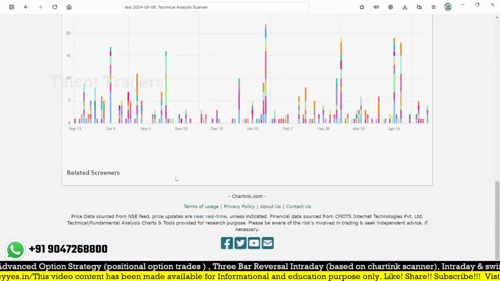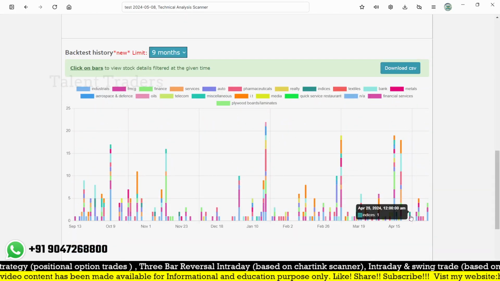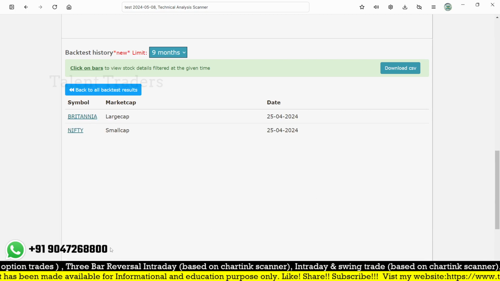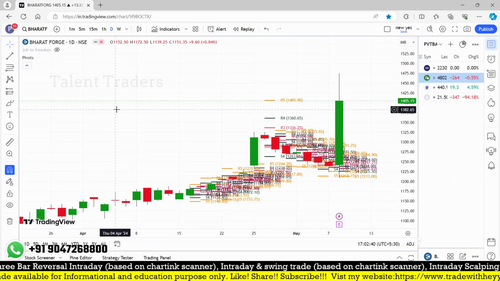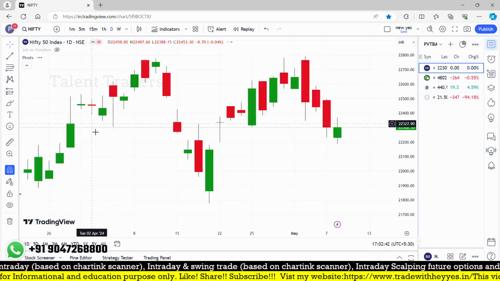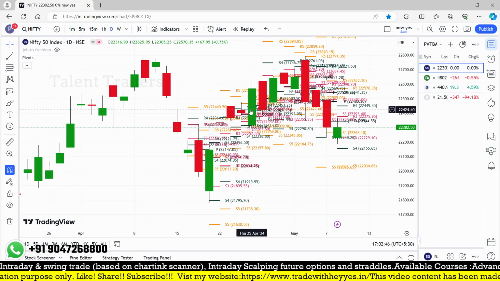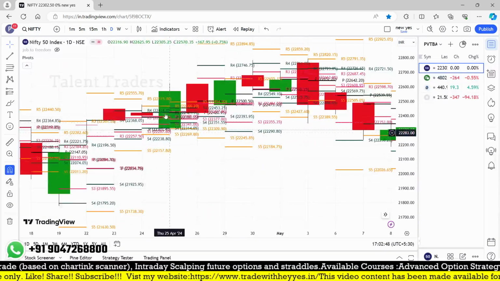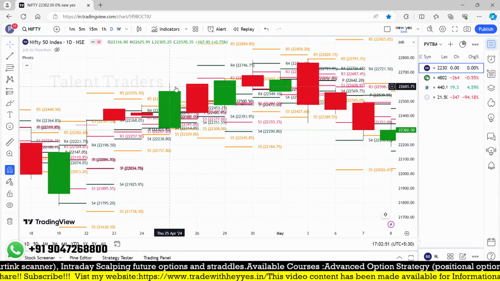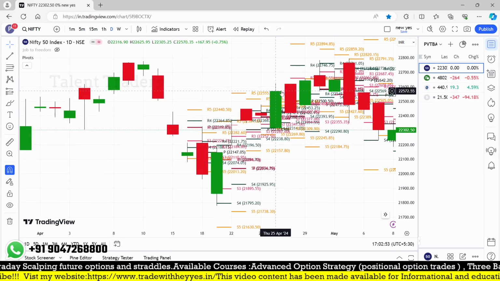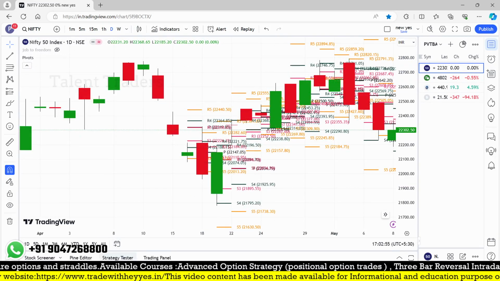Okay, so previous backtest result. Maybe that will help us take April 25th, Britannia and Nifty. Nifty on daily time frame, here on the 25th, that was taken as support and closed above. After that, we are looking for a continuation that will give you some movement.